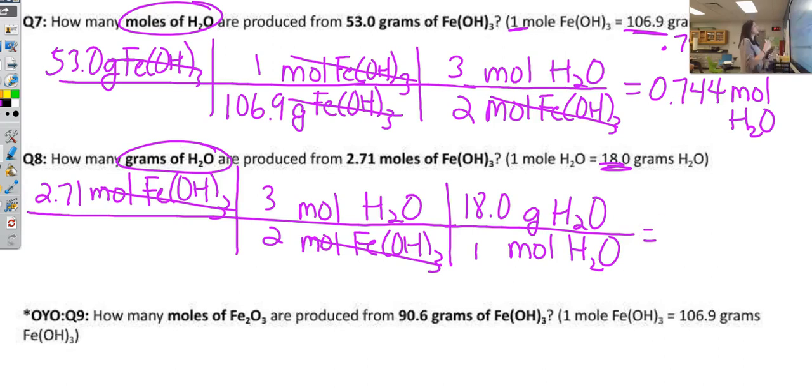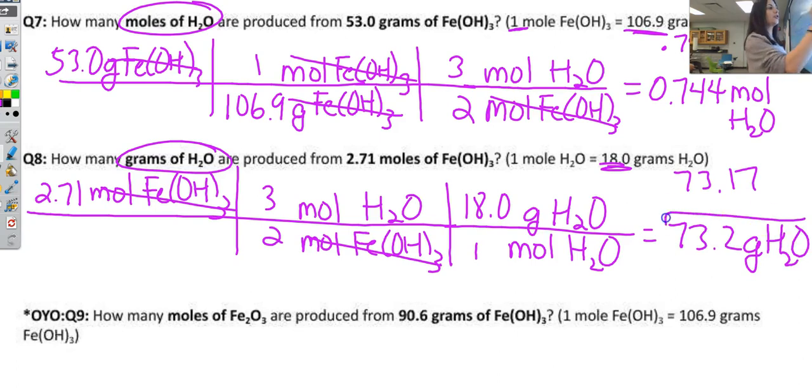Okay, so what is this equal to? So now all I'm going to do is multiply and then divide. If I multiply everything on top, leave out the 1, multiply 2.71 times 3 times 18, divided by the 2. Again, we can leave out the 1. And I'm getting 73.17. How would we round that? That would be 73.2. Very good. And that's grams of H2O.